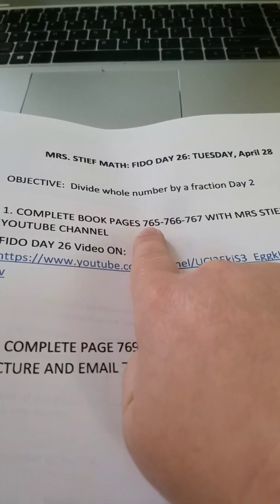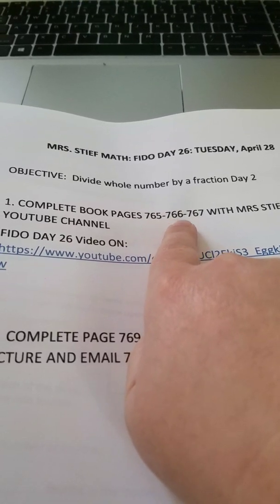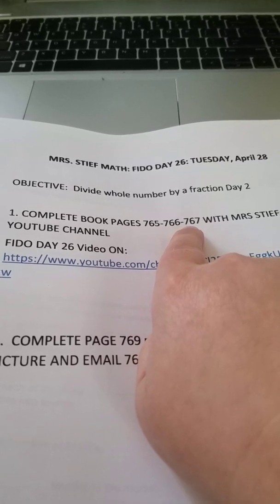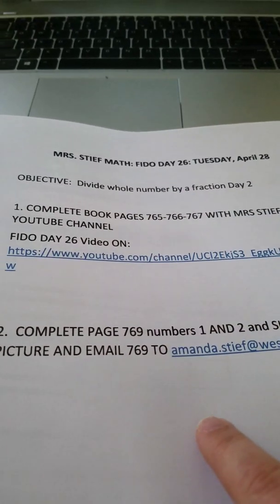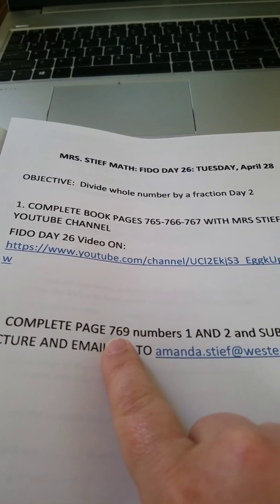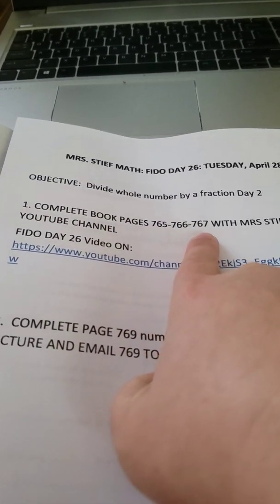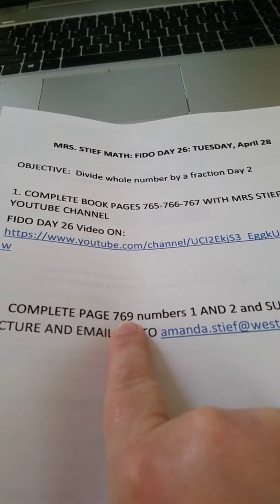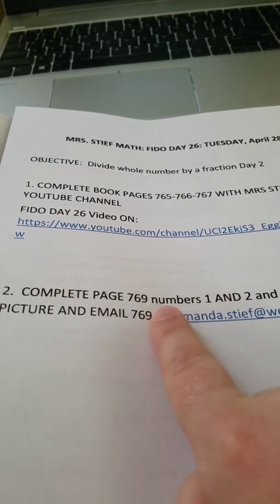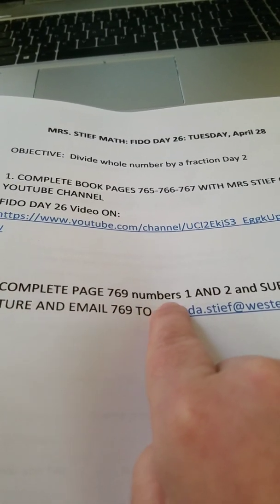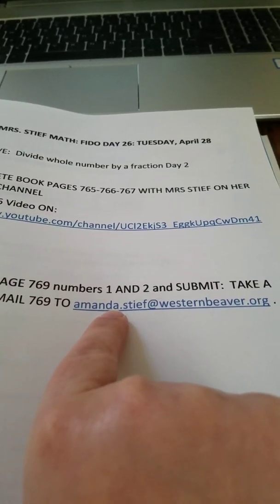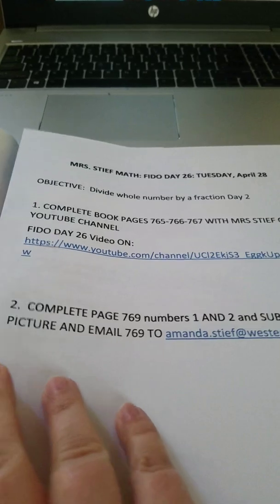We're on pages 765, 766, 767 in your books. If you don't have your book, go ahead and pause the video and go get it. We're going to do these 3 pages together. And then you're going to complete page 769, just numbers 1 and 2, and email that to me. So let's get started today.